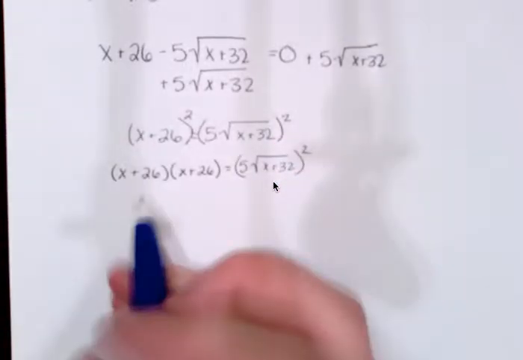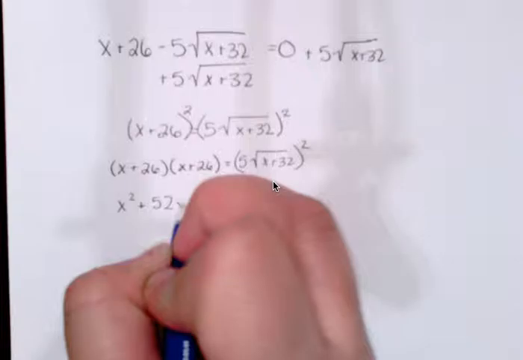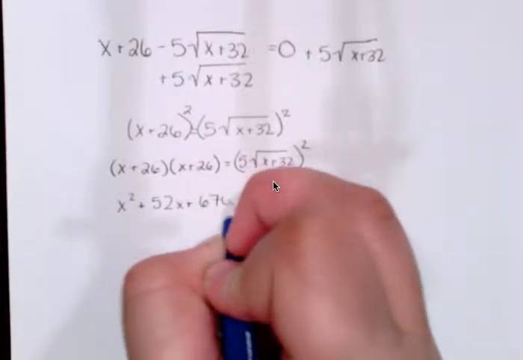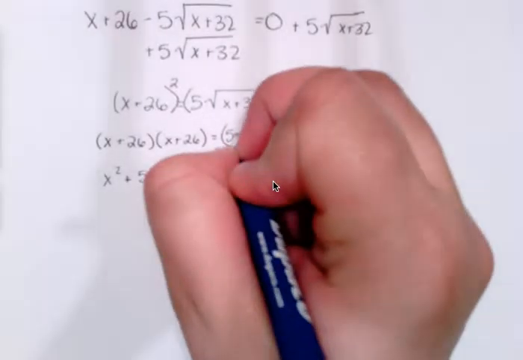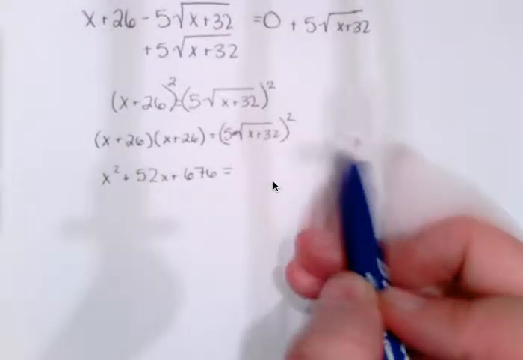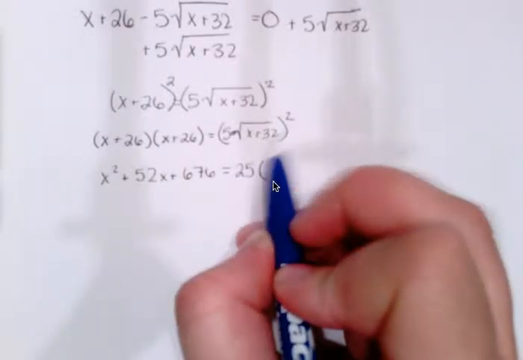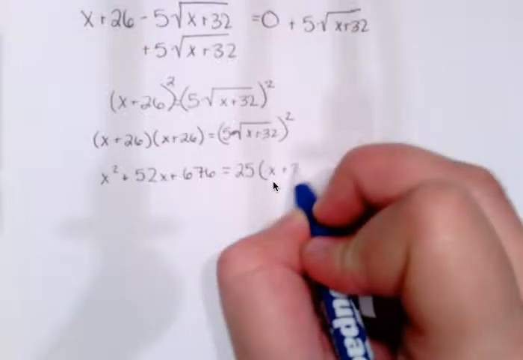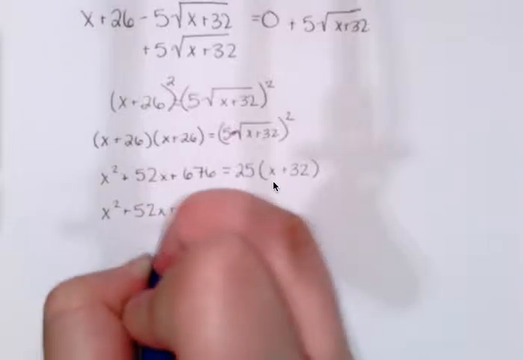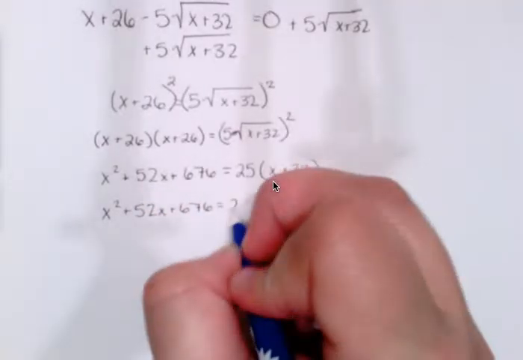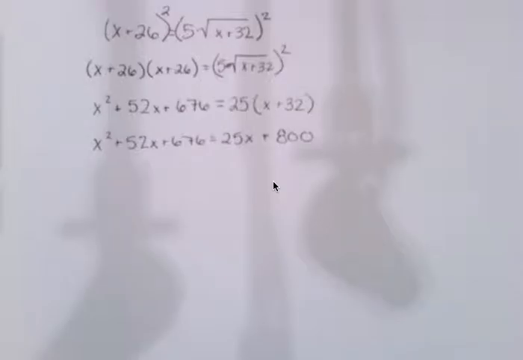If you do some algebra and actually FOIL this out, you'd get x squared plus 52x plus 676 equals, so I just FOILed that out. When I square this, since it's multiplication, this squared goes to everything. So 5 squared is 25 times, well, the square root of x plus 32 squared is just going to be x plus 32. So we're going to go ahead and simplify this, and I would distribute 25x plus 800 if you actually go ahead and do that.